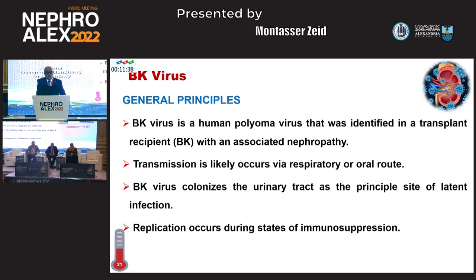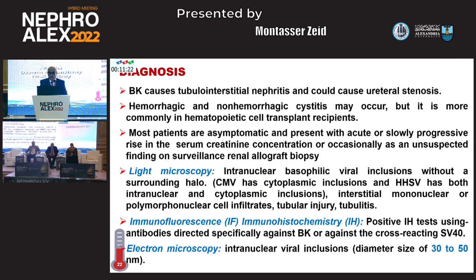BK virus is a human polyoma virus that was identified in a transplant recipient with an associated nephropathy. Transmission likely occurs via respiratory or oral route, and it colonizes the urinary tract as a principal site of latent infection, and replication occurs during states of immunosuppression. It causes tubulointerstitial nephritis and also ureteric stenosis and obstruction. Hemorrhagic and non-hemorrhagic cystitis also may occur.